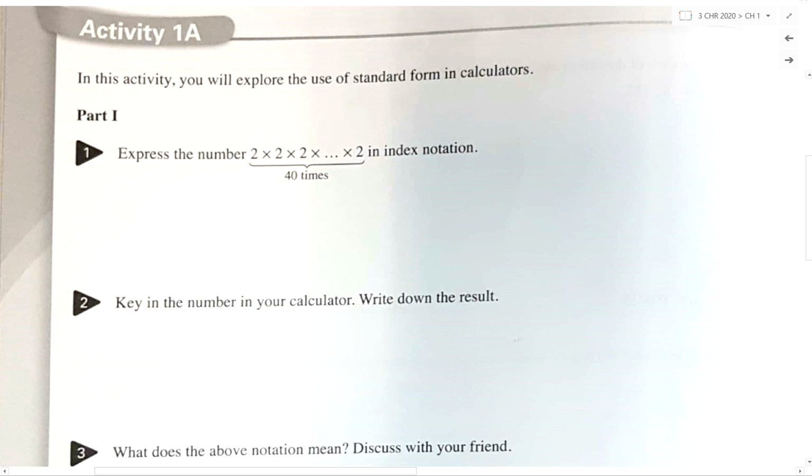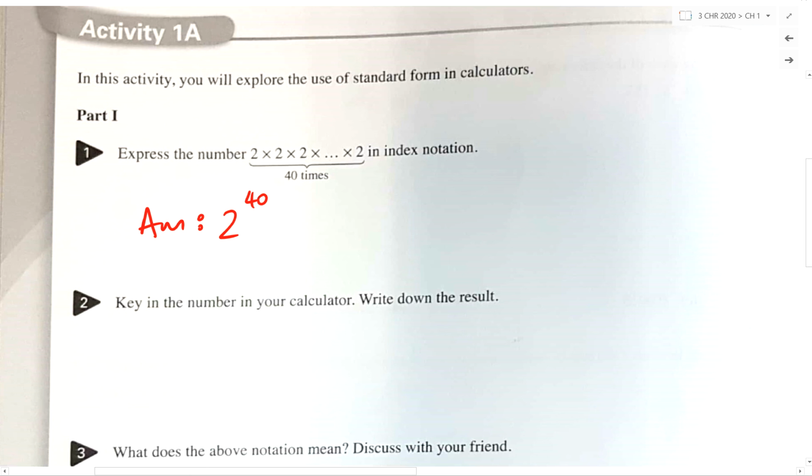Okay, now we have a class activity. Let's do part 1 together. Alright? Express 2 times 2 times and so on. You see there's no space to write, all the way to the other page. 40 times. How will you write it? In index notation. It's got a power on top. Okay, so answer: 2 power 40.